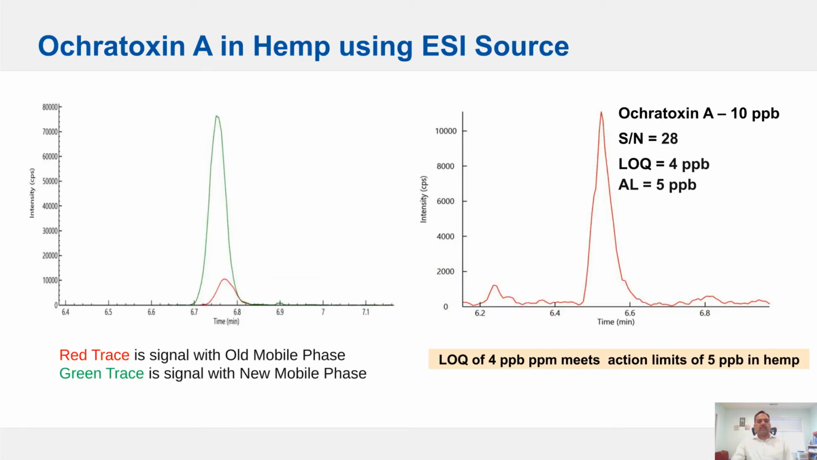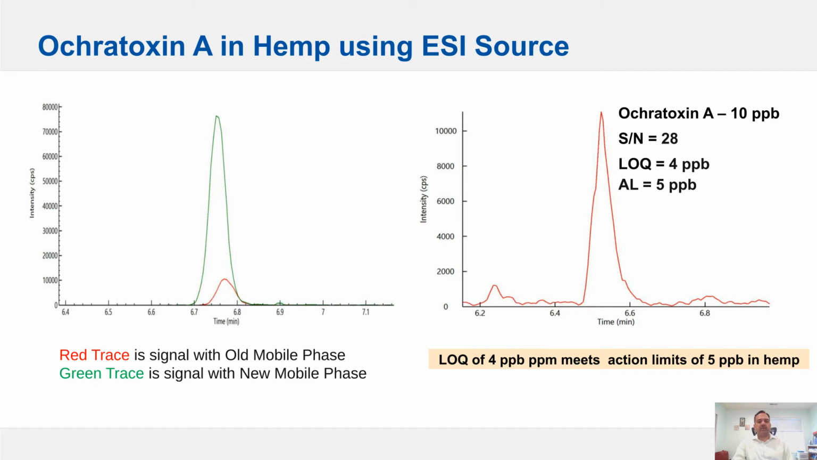This is the example I wanted to show you was for ochratoxin A. The action limits for ochratoxin A are the lowest in Colorado state in comparison to other US states and Canada. The action limits for this compound in hemp in Colorado state are 5 ppb, whereas action limits in other US states and Canada is 20 ppb for this mycotoxin in hemp.